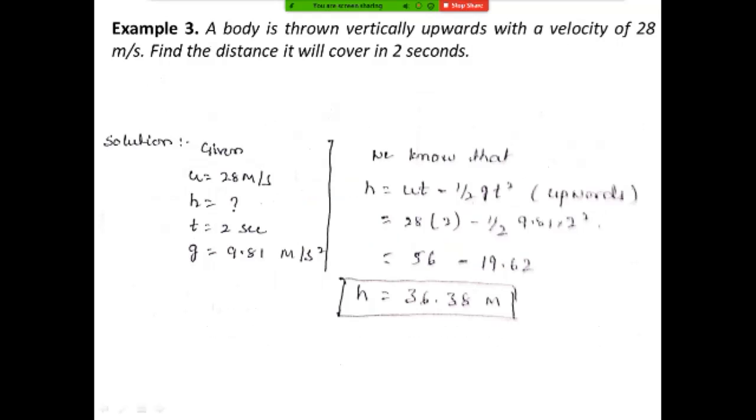Yeah, you will see this problem. A body is thrown vertically upwards. Upwards means against the gravity, so a minus sign will come. It has to come in your mind. It is thrown with a velocity of u, given as 28 meter per second.